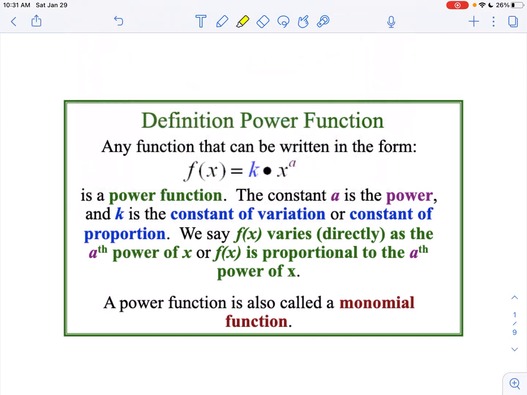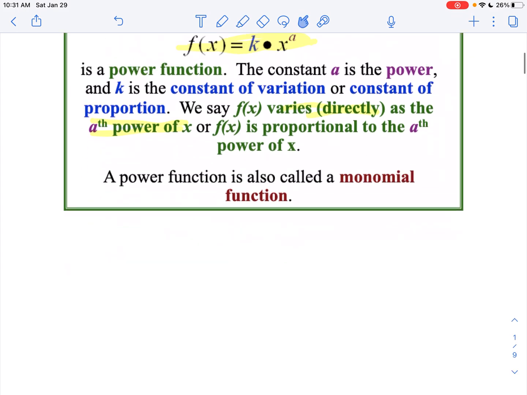it is in the form of f of x equals k, your constant, times x to some power. K can be any number and a can be any power. So we say f of x varies directly as the eighth power of x. This is called the monomial function because we're just multiplying. There's no adding or subtracting.